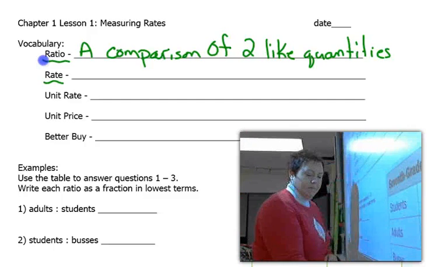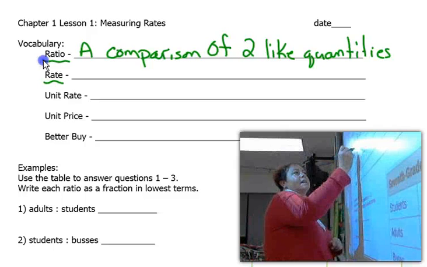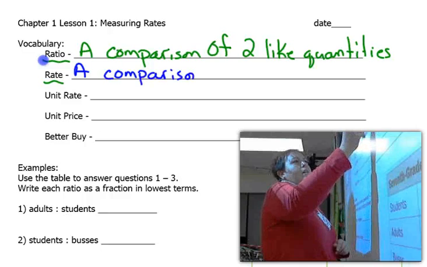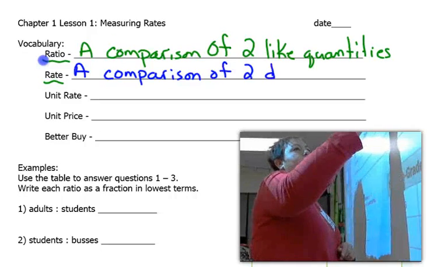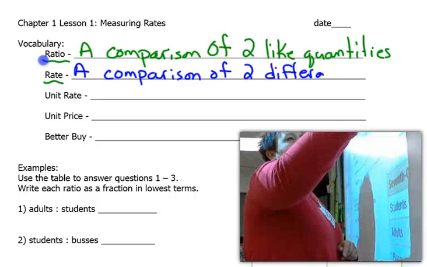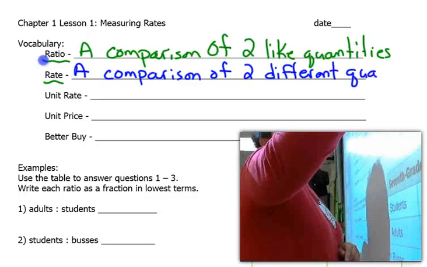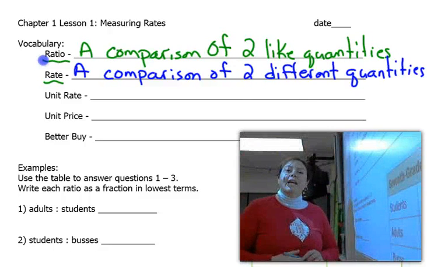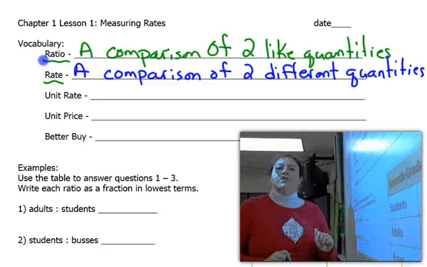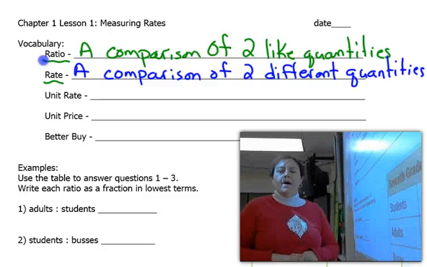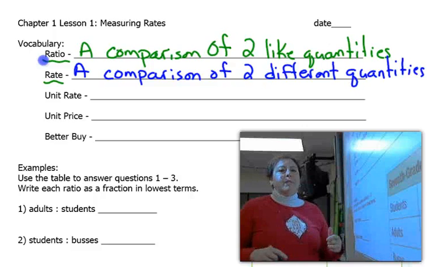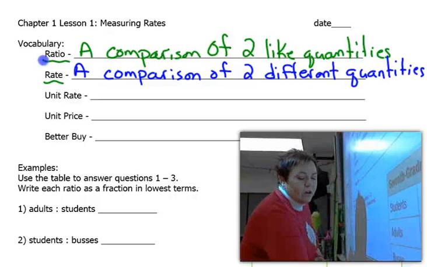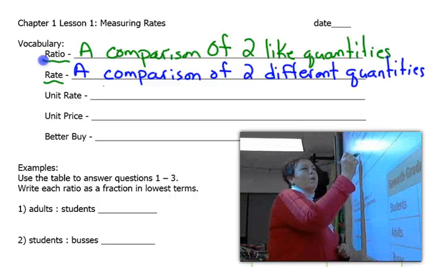A rate, switch colors, a rate is a comparison of two different quantities. And those are going to be things like I can get 3 cans of soup for $2, or I can go 30 miles per hour in my car. Those are rates. A unit rate is very similar, but a unit rate compares to 1.